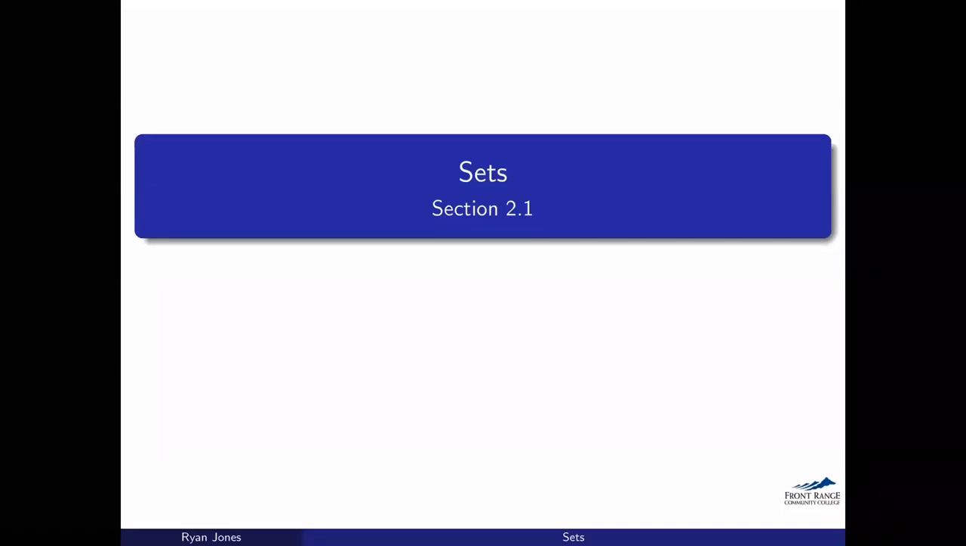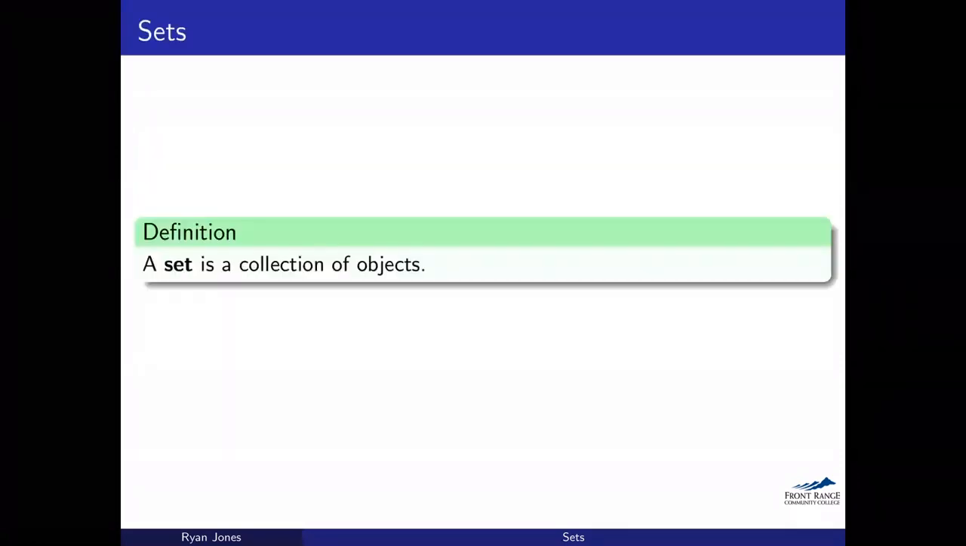All right, so we got sets today. This will be section 2.1 out of the book. And let's go ahead and just jump right into probably the most complicated definition that you'll see in the entire course. No, I'm kidding. A set is just a collection of objects.